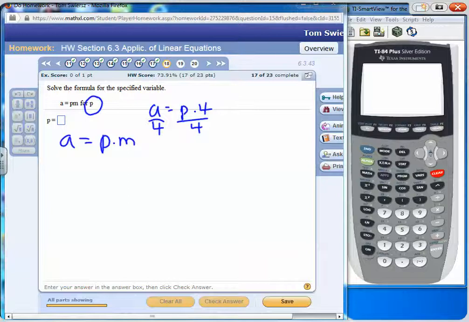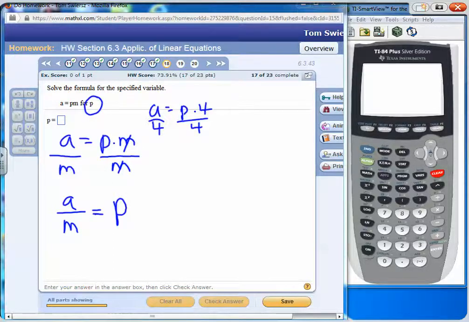So it's the same idea, except instead of a number, P is multiplied by M, but you can still divide by a variable. So simply divide both sides by M. On the left side, we don't know what A and M are, so to indicate division, we can do a fraction, which is A divided by M. M divided by M is 1, and so 1 times P is P.